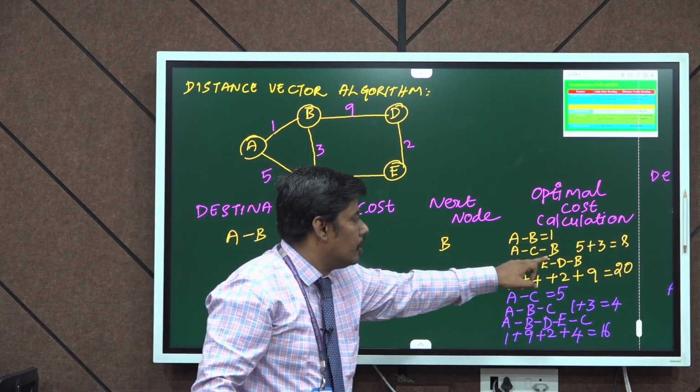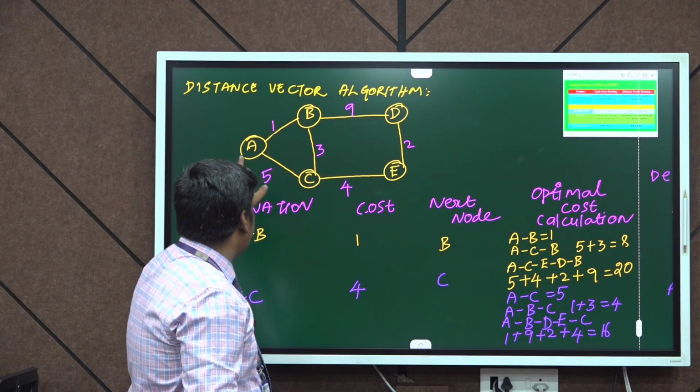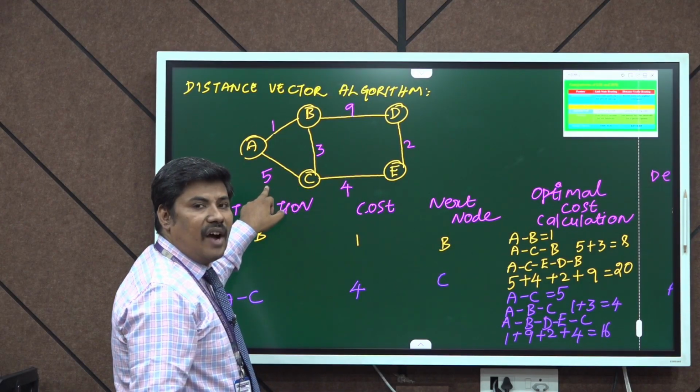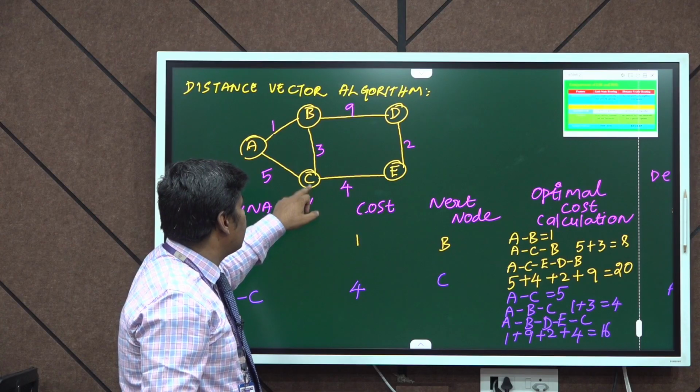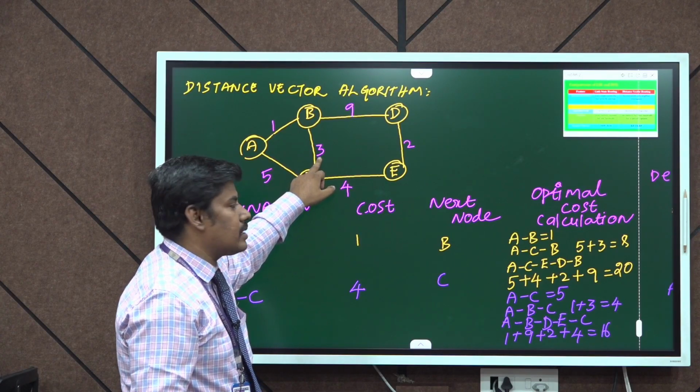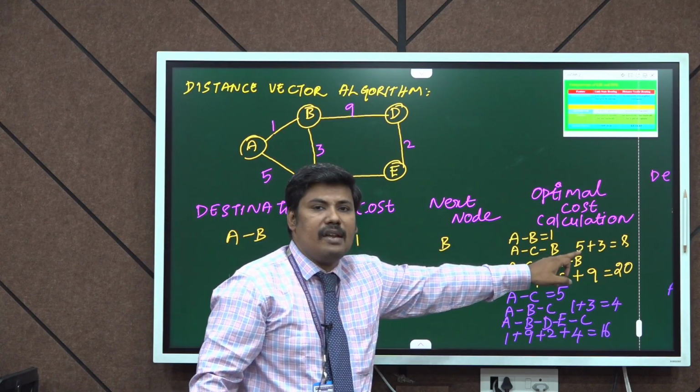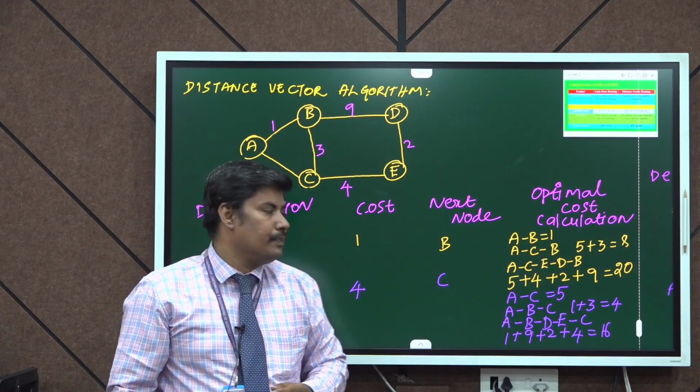A to C, C to B. Suppose A to C takes 5 as a cost estimation, then C to B takes 3 as a cost estimation. So here I am getting 5 plus 3 equal to 8.